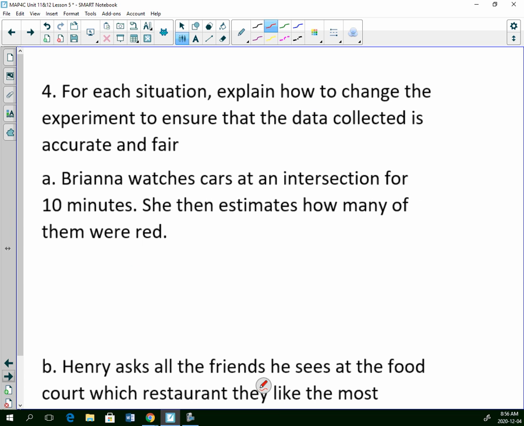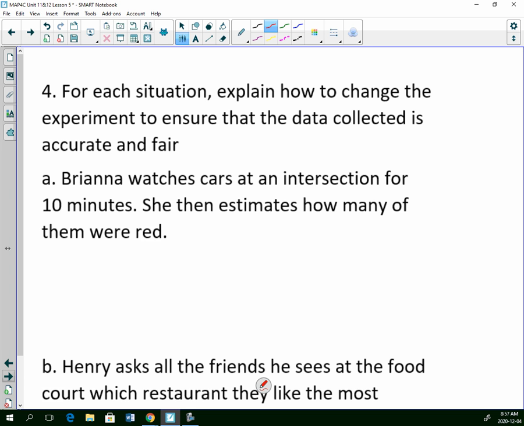Okay. So this is just some examples of some situations about data collection. So we talked about surveys, and we talked about what makes a good survey, right? The questions and the way you present it. You also want to make sure that when you're collecting the data, that it's accurate and fair. So in the first example, Brianne is watching cars at an intersection for 10 minutes, and then she's making an estimate on how many were red and making a conclusion from that. So what do you think the issue might be in that survey or that collection? What do you think?